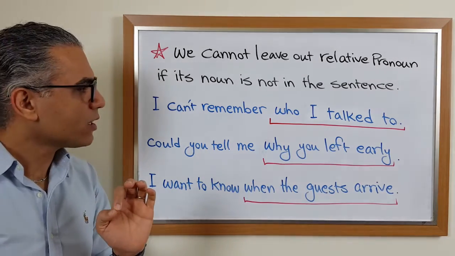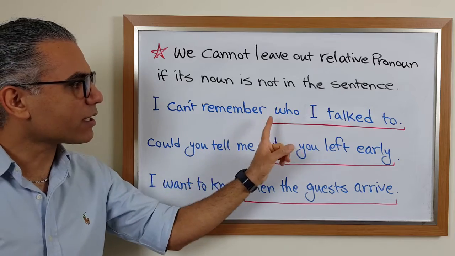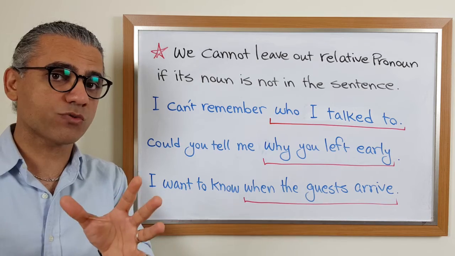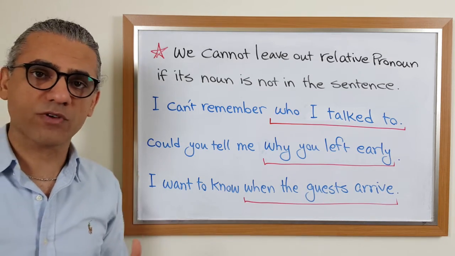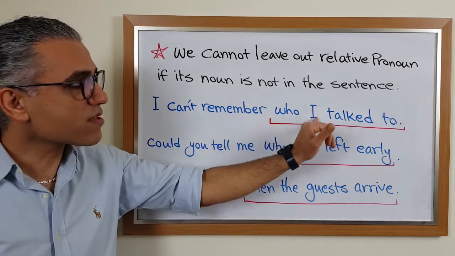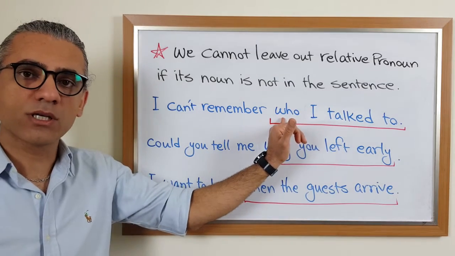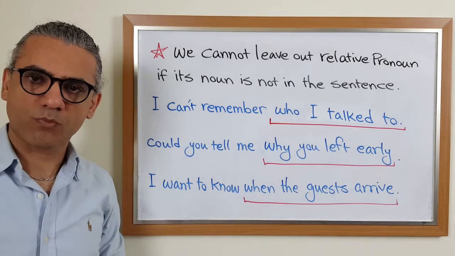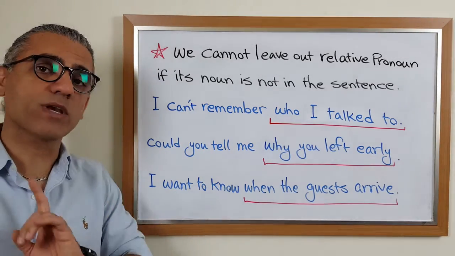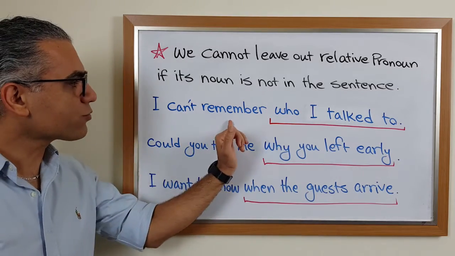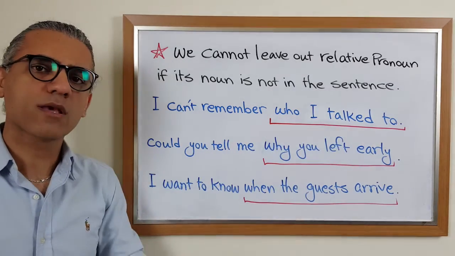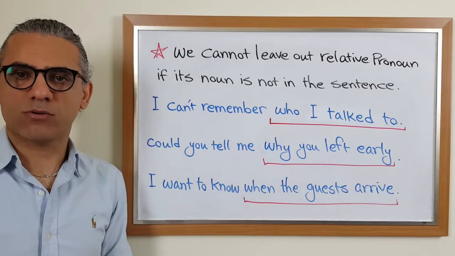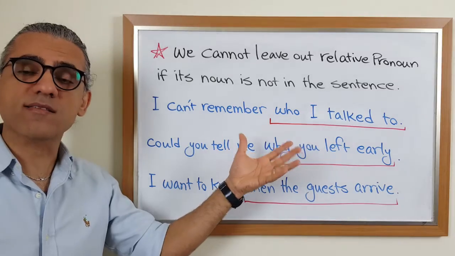So you remember that whenever we have who or that or which in a defining relative clause, if you don't remember, go and watch our previous video, if we have a new subject after the relative pronoun and it is a defining relative clause, we can remove it from the sentence. But in some cases we cannot do that. Look, I can't remember who I talked to. So let me ask you something. Who is a pronoun, but where is the noun? The noun is not in the sentence, it is hidden.